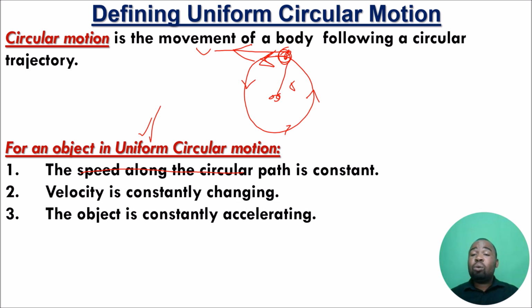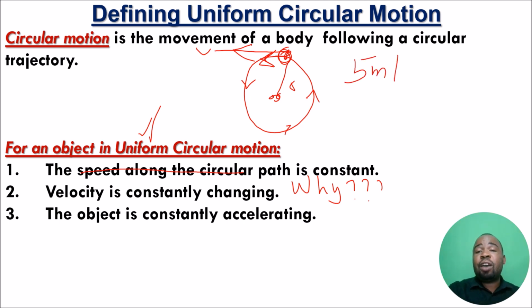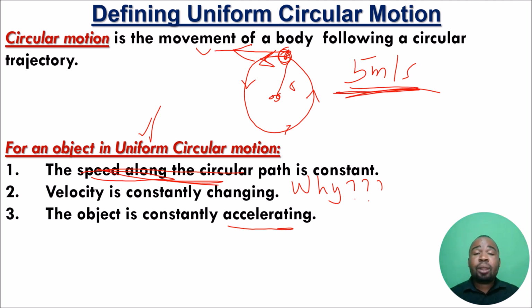Now, velocity will be changing. This is one question we want to discuss when we come to properties. I'll throw a question: why is velocity changing when we are saying the speed remains the same? So if the speed around the circular path is 5 meters per second, why is the velocity changing when we are saying the speed is uniform? Speed is not changing, and the object is constantly accelerating. We need to justify and explain why the object is accelerating when the magnitude of the speed is remaining constant.